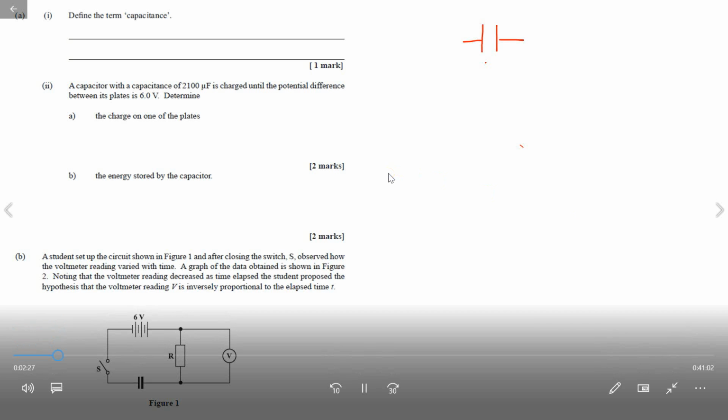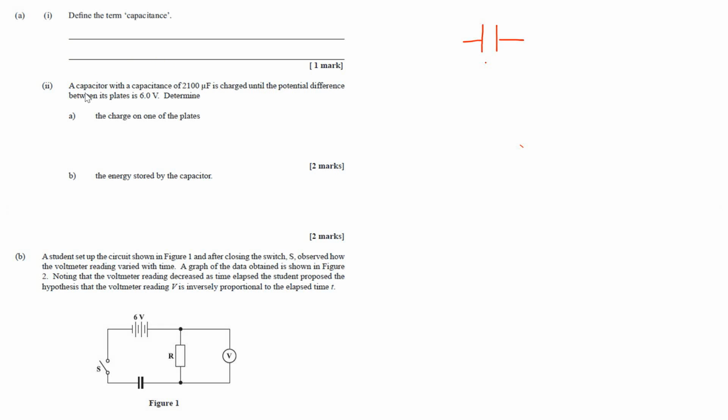All right, so the question continues here talking about a capacitor with a capacitance of 2,100 microfarad that is charged until the potential difference between its plates is 6 volts. It says here, determine the charge on one of its plates. So we want to find out the charge that is on the plate.